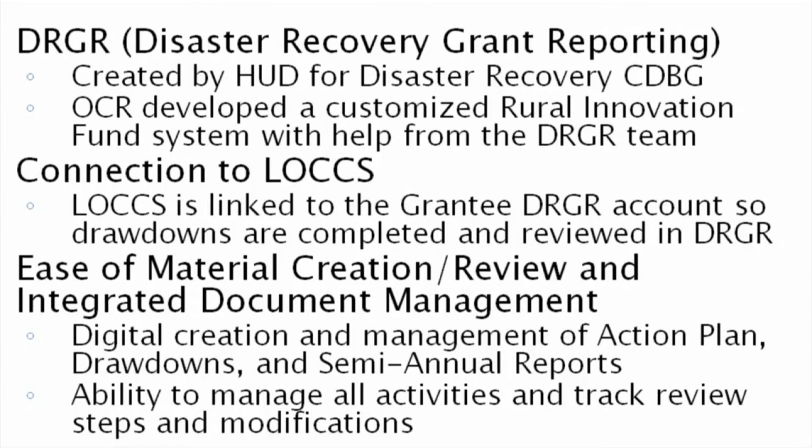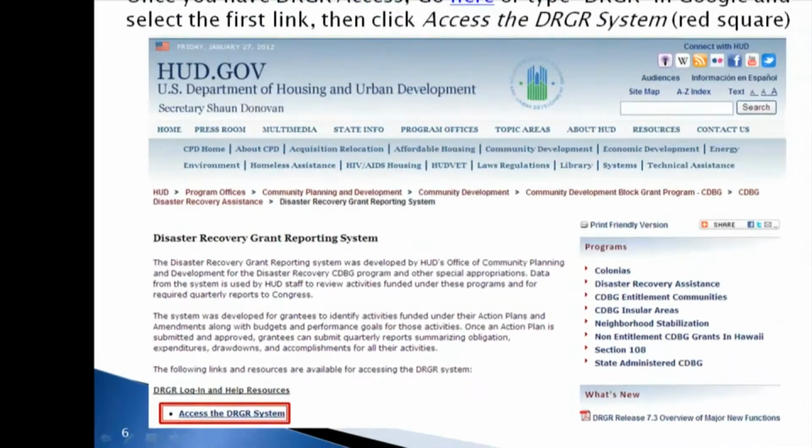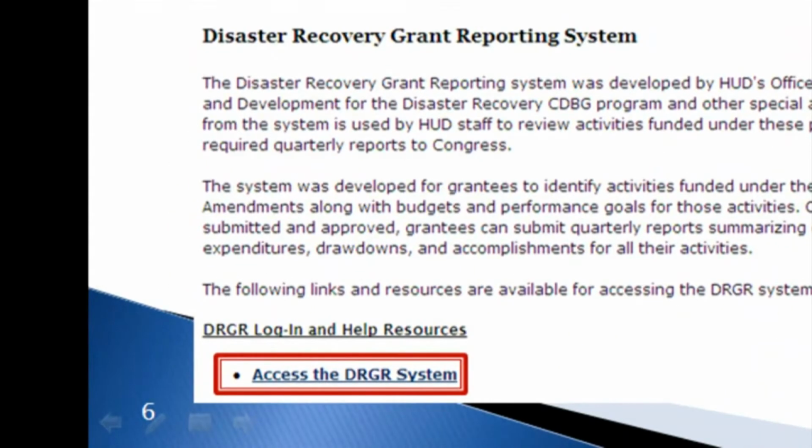Now let's look at accessing the DRGR system. If you have access, go to the DRGR link, or you may Google it by typing DRGR and select the first link. This will take you to HUD's Community Planning and Development website. Under the DRGR login, you will see a red box, Access the DRGR system. Click on that.